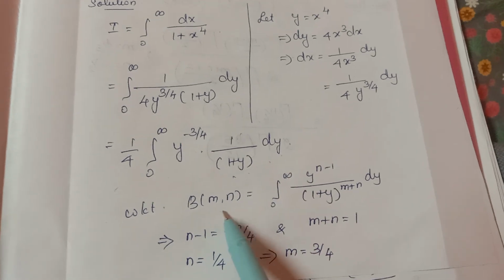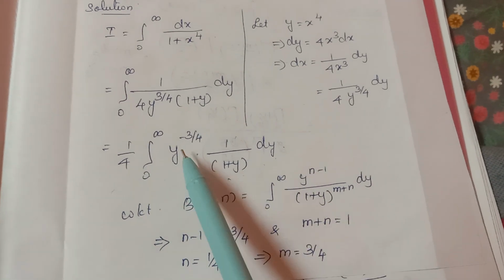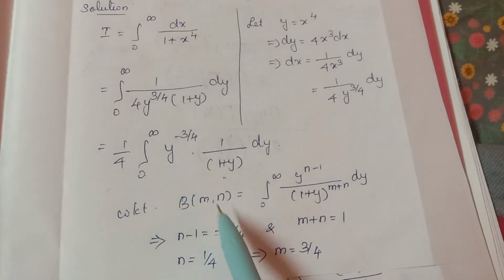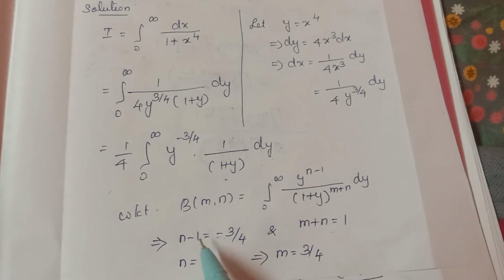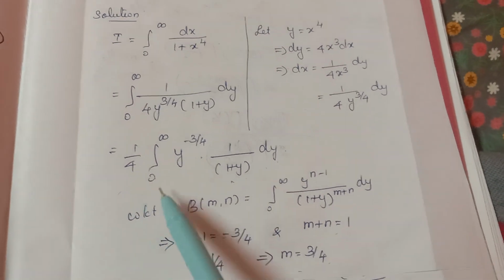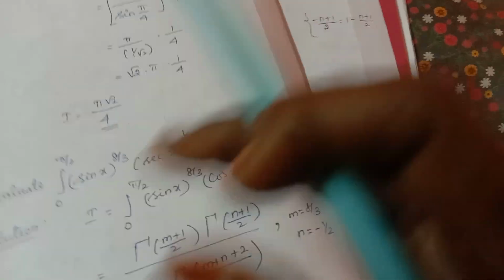This is the alternate definition for the beta integral. You compare these two things. So from this we can identify m minus 1 is equal to minus 3 by 4, isn't it? And here m plus n is equal to 1. So n equal to 1 by 4. If you substitute the n value here, m equal to 3 by 4. So the value of this integral is equal to what? Beta of 3 by 4 comma 1 by 4.